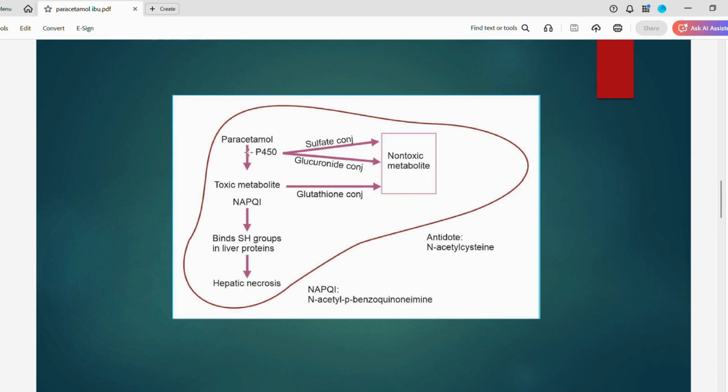At the higher dose of the paracetamol, it gets converted into a toxic metabolite, and here then N-acetyl parabenzoquinone imine also gets converted into a toxic metabolite and binds to a sulfhydryl group in the liver, and hence hepatic necrosis occurs. Here the antidote for the paracetamol used is N-acetylcysteine.